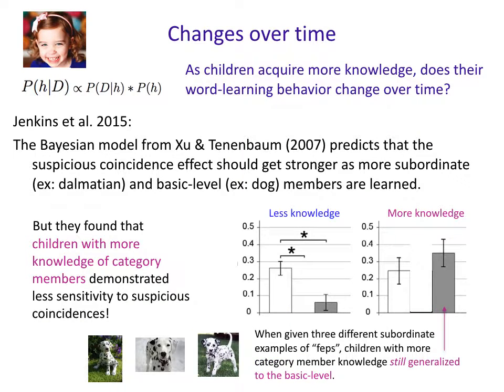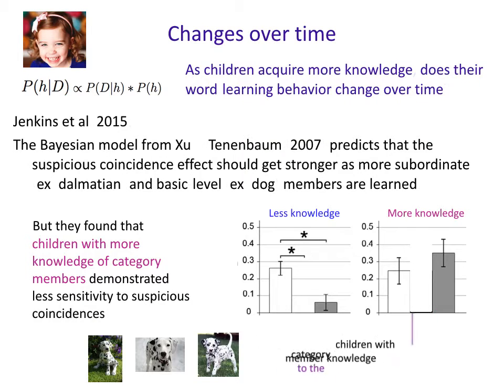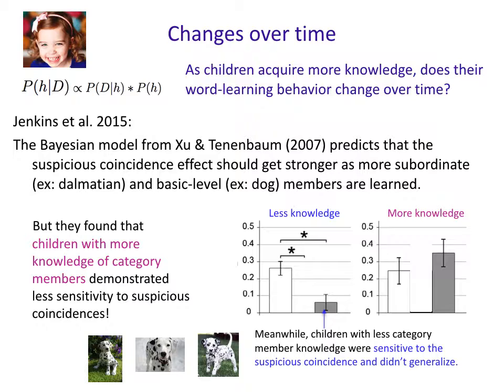Versus when given 3 different subordinate examples of FEPs, so 3 different Dalmatians labeled FEPs, then children with more knowledge of how many Dalmatians there are in the world and how many dogs there are in the world still generalized to the basic level, still thought that FEP referred to all classes of dogs, versus our kids who didn't really know how many Dalmatians and dogs there were in the world did the very Bayesian thing. At least according to the model we saw from Xu and Tenenbaum 2007, where they said, well, it's very unlikely for FEP to mean dog if I saw 3 different Dalmatians labeled FEP and I didn't see any other dogs. So they did what they were supposed to do.